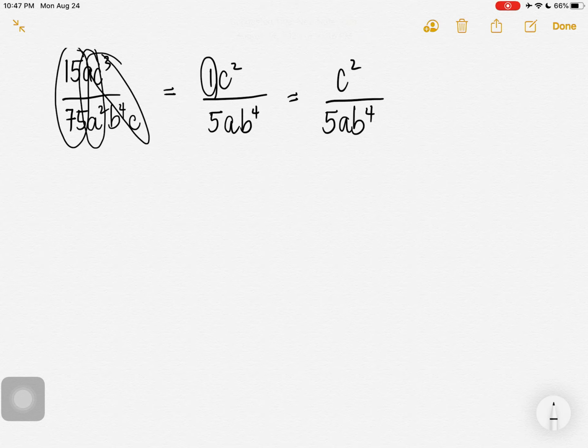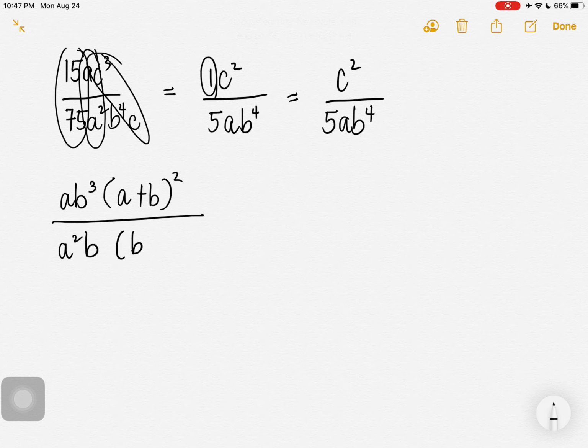Did you get the correct answer? Next, how about ab cubed multiplied by (a plus b) quantity squared over a squared b multiplied by (b plus a)? Pause the video again and try to simplify the given rational expression.